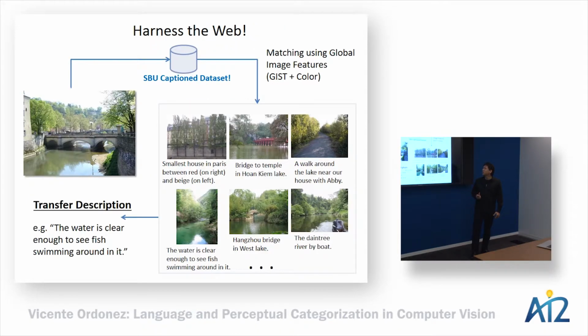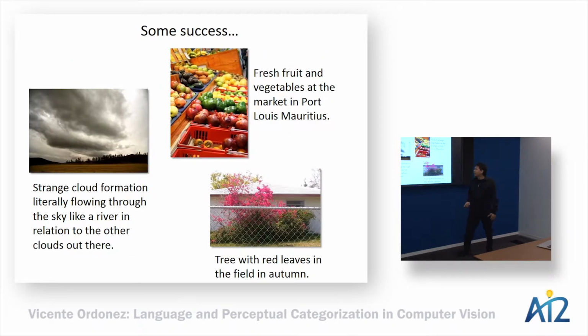So now we have this database, and now we can complete our loop. We can complete our system. And we can transfer descriptions to new images. And I'm going to show you some examples of the things we retrieved for some images. Here we have this image right here, and it says a strange cloud formation literally flowing through the sky like a river in relation to the other clouds out there. Or this one here says, fresh fruit and vegetables at the market in Port Louis, Mauritius.